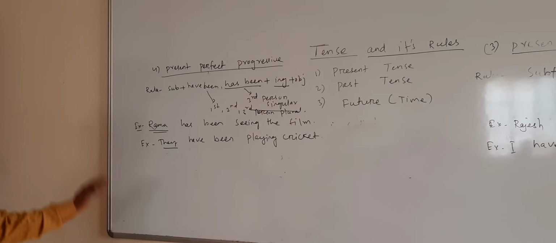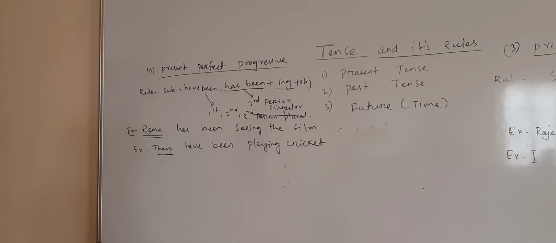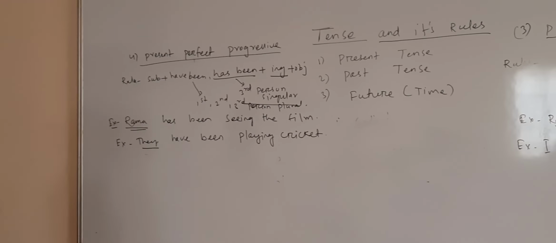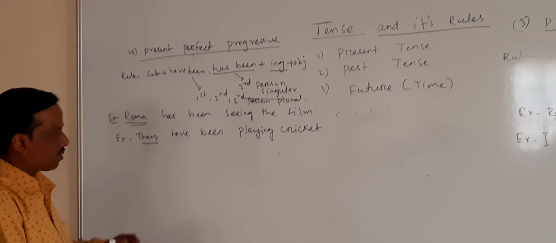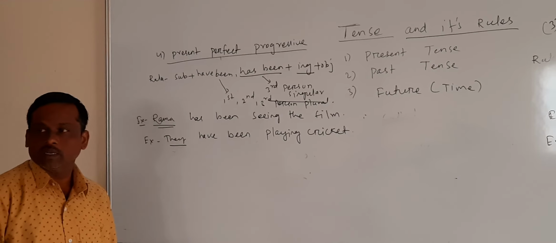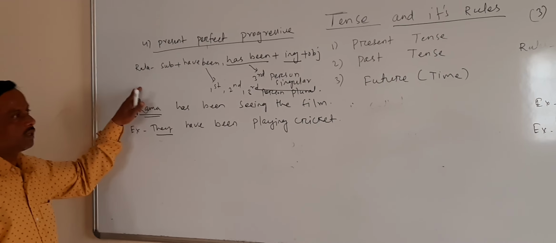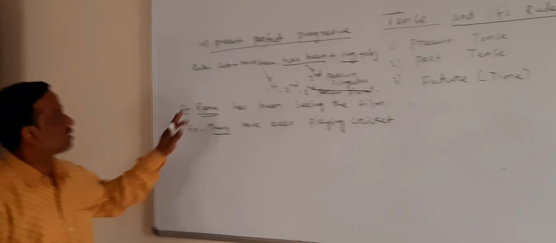So this was the rule of present tense. Present tense is divided into four forms: first one is simple, second one is progressive, third one is perfect, fourth one is perfect progressive. According to the rules, all the examples have been written.